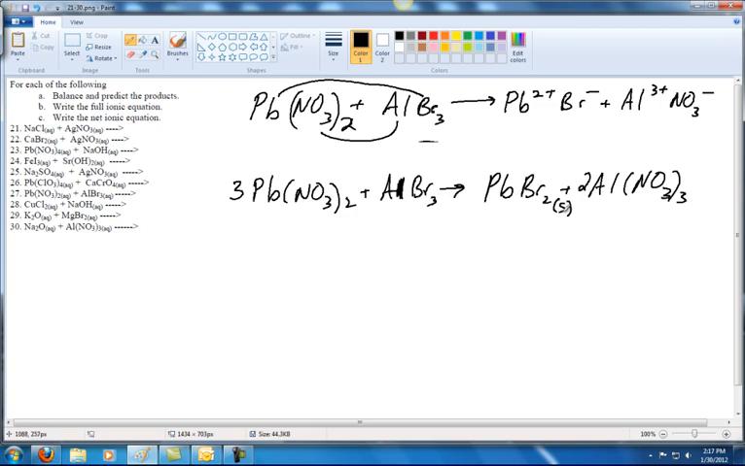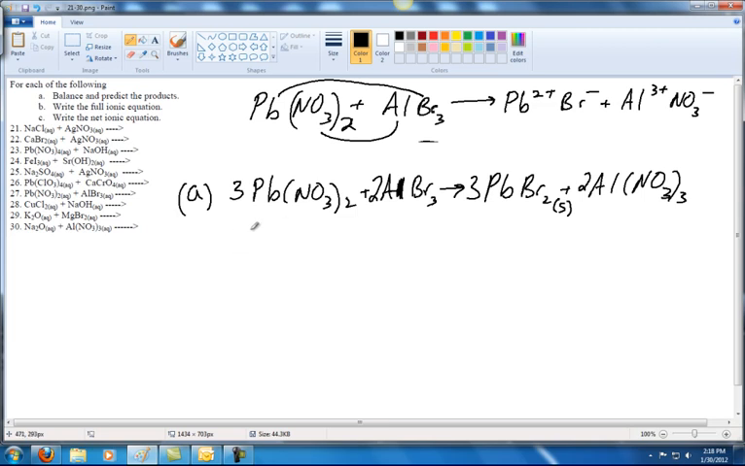So that'll balance out. Now I've got 3 leads, so I put a 3 in front of here. And that's 2 aluminum, so I put a 2 in front of here. That gives me 6 bromines, and that gives me 6 bromines. So everything balances out. Alright, so that's for part A.